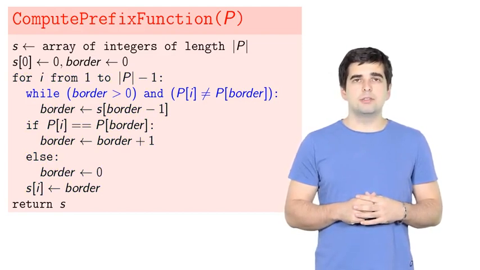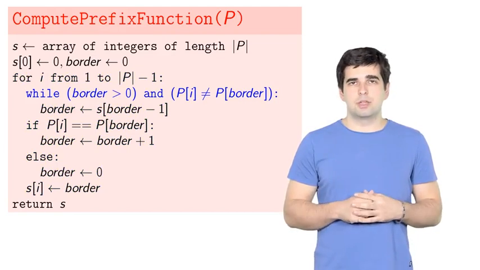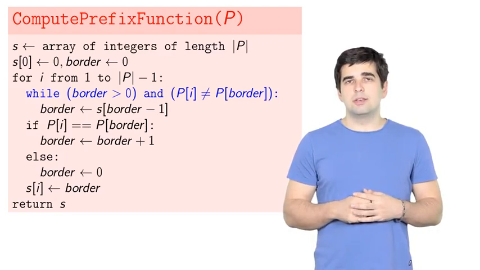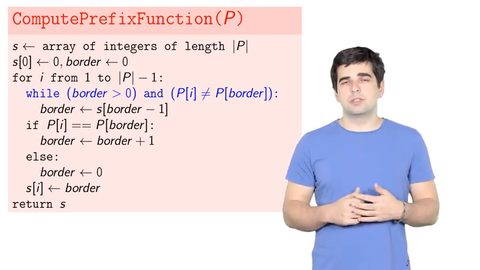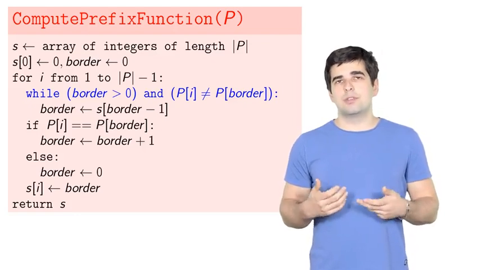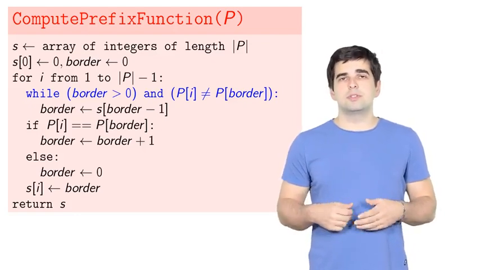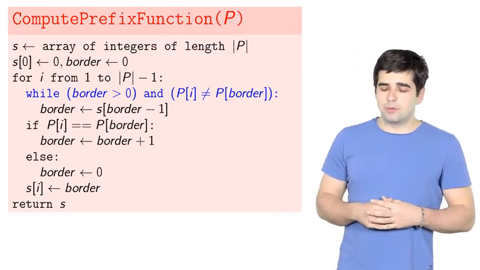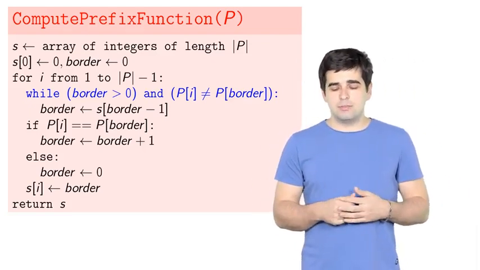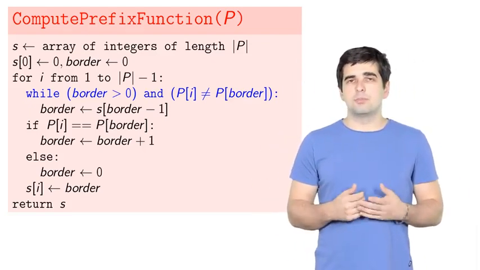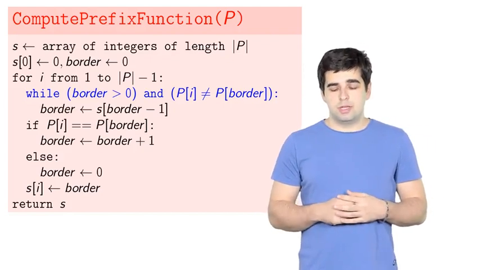At some point, we may come to the situation that the longest border is empty, and then we'll need to compare the character in position i+1 with the character in position 0. Either they are the same and then the prefix function is 1, or they are different and then the prefix function has the value of 0. Now you know a lot of useful properties of the prefix function, but we still don't know exactly how to compute all of its values, and you will learn that in the next video.